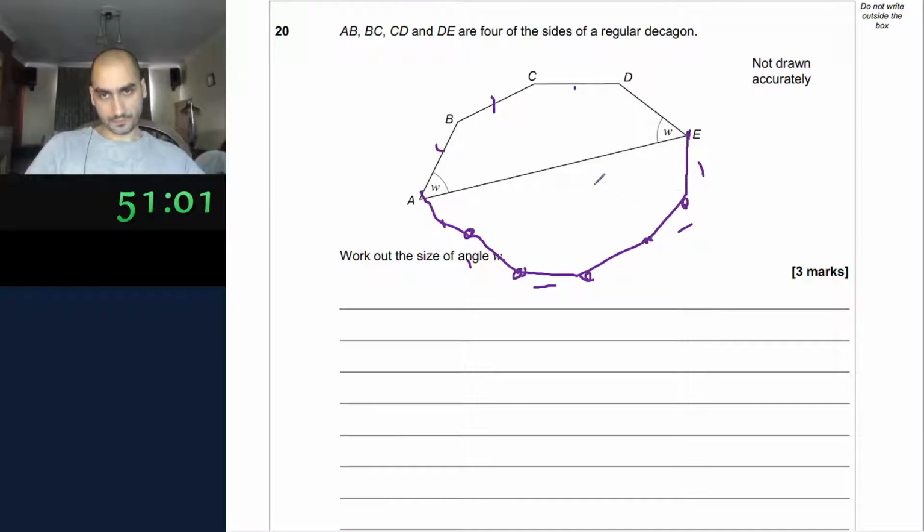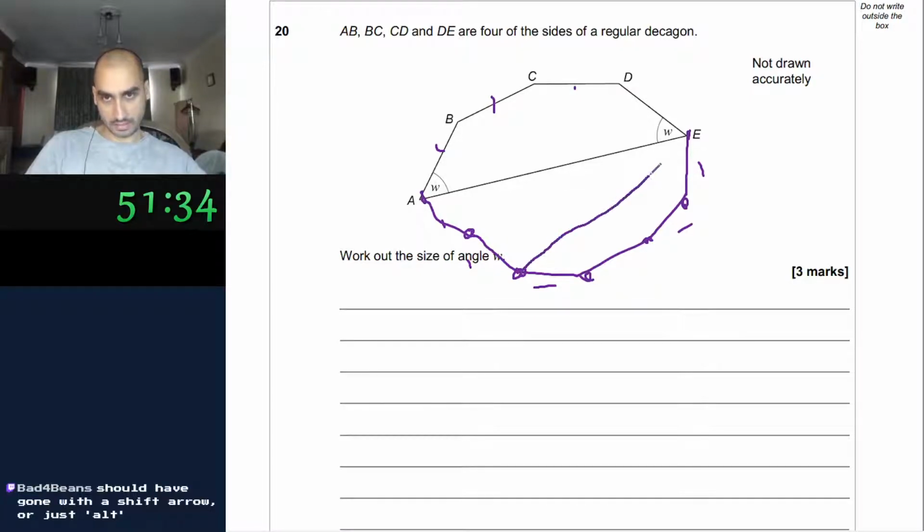And if I were to... 1, 2, 3, 4... Whoa, what am I doing here? Okay, if I draw a line from here... Okay, let's say from here to here. That is also W. And what is that angle there?